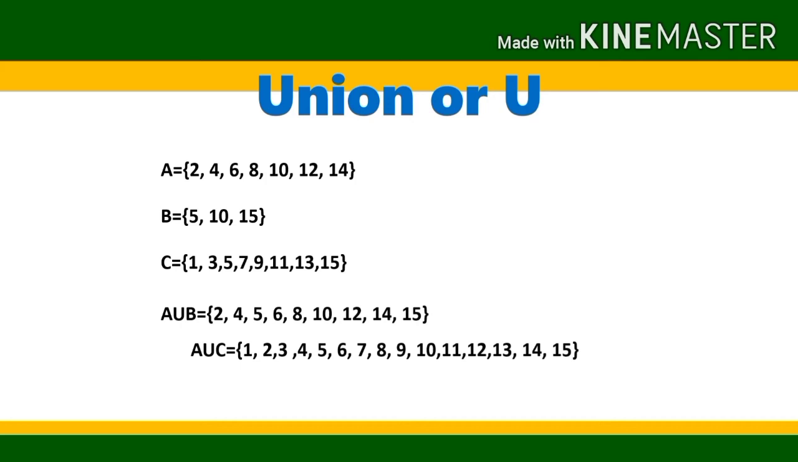Next one is we have A union C. What are the elements of A and elements of C? We have 1, 2, 3, 4, 5, 6, 7, 8, 9, 10, 11, 12, 13, 14, and 15. Next one, we have B union C. What are the elements of B and C? We have 1, 3, 5, 7, 9, 10, 11, 13, and 15. So that is how to find the union of the given sets.